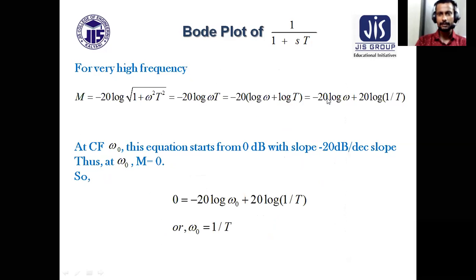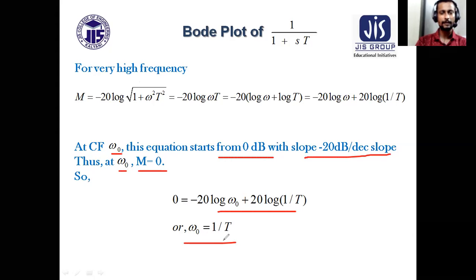So this equation is having 0 magnitude at the corner frequency, from which the slope is changed. That is why we have written that at corner frequency omega 0, this equation must start from the 0 dB axis with minus 20 dB per decade slope. So at omega 0, the magnitude is 0. By substituting the magnitude by 0, we will get omega naught equals 1 by t. So this is how we can get the equation for omega naught.